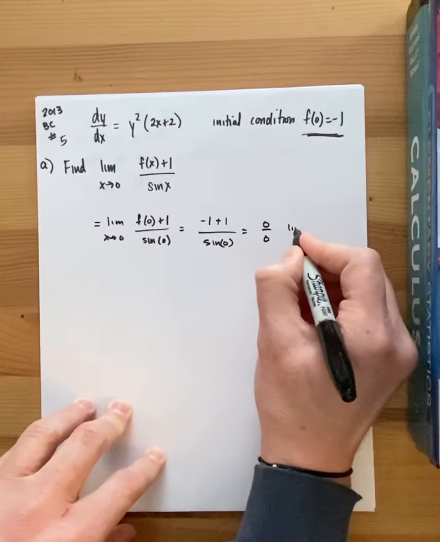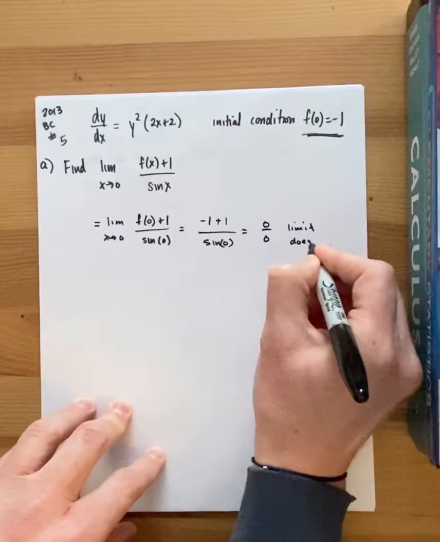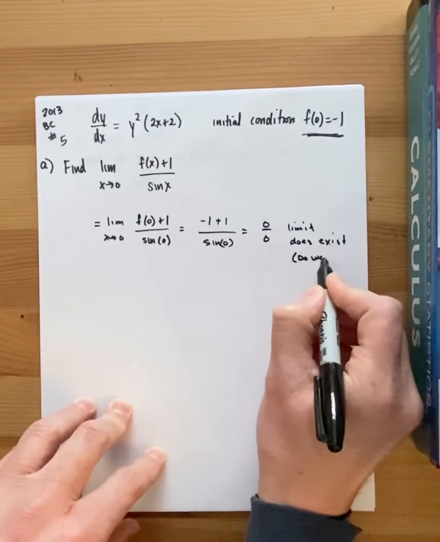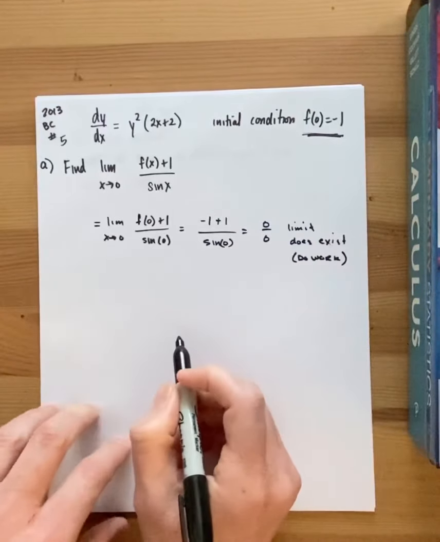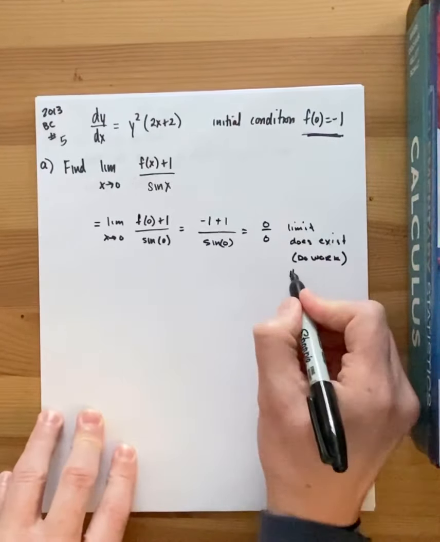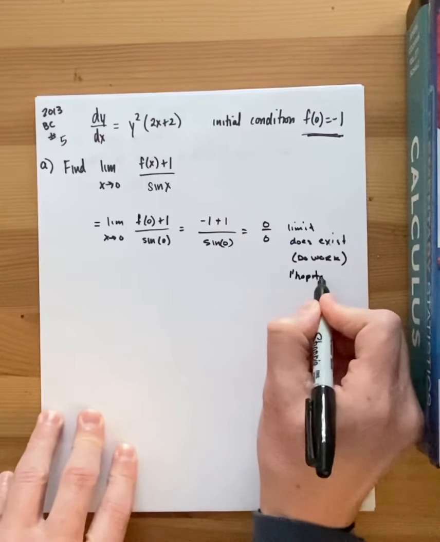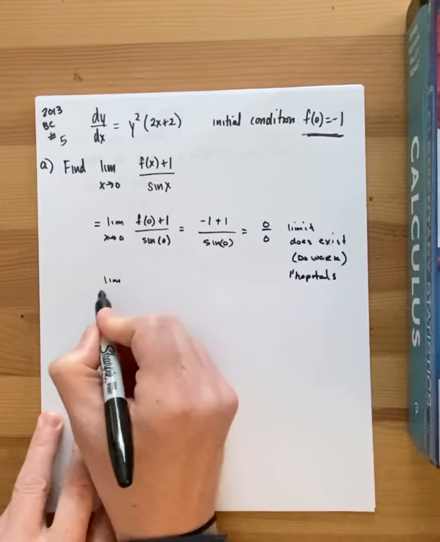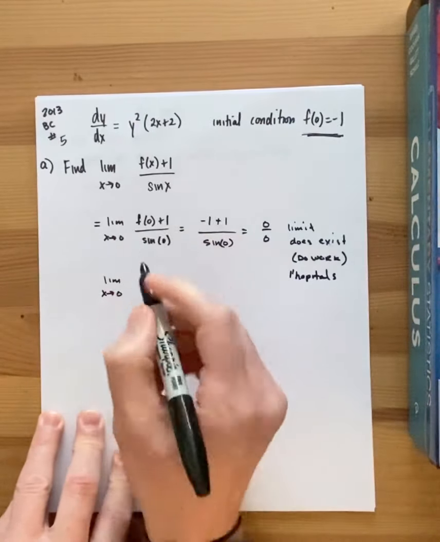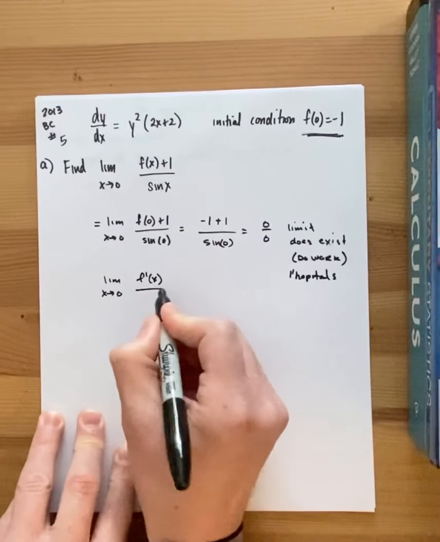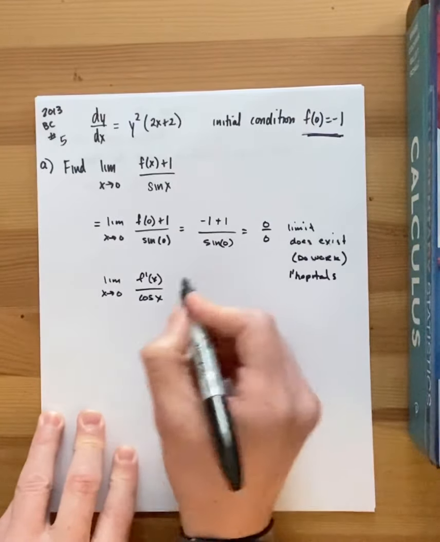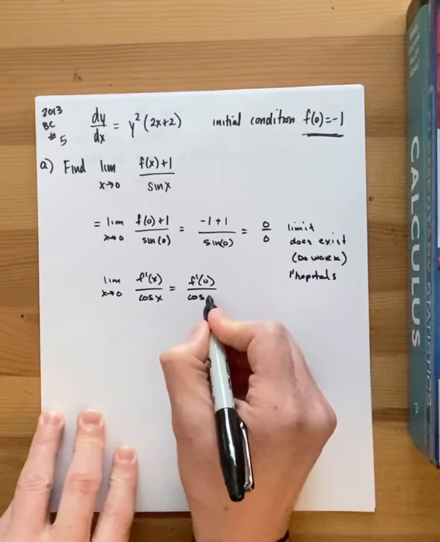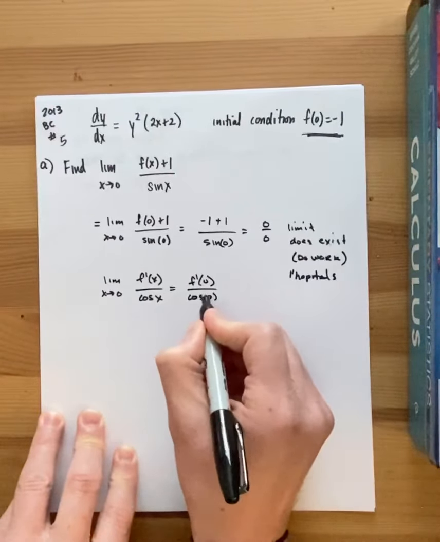So remember, a limit does exist, and we need to do work. So when that happens, L'Hopital's, meaning that you're going to take the derivative of both the top and bottom, or numerator and denominator, so f prime of x over cosine x. Now again, if you plug in 0, the denominator is going to be 1.